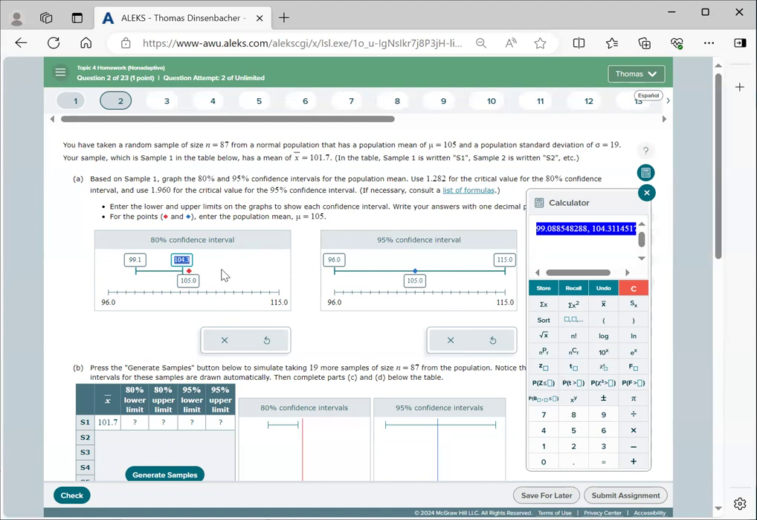Note in this case that the confidence interval does not include the population mean, which we would expect to happen about 20% of the time. So this is not an incorrect answer. It just so happens that this is how our data turns out.